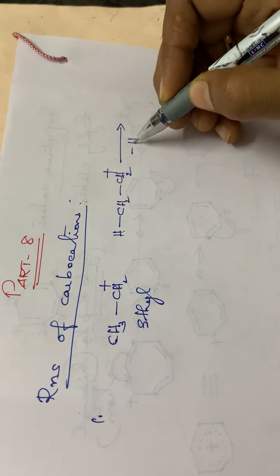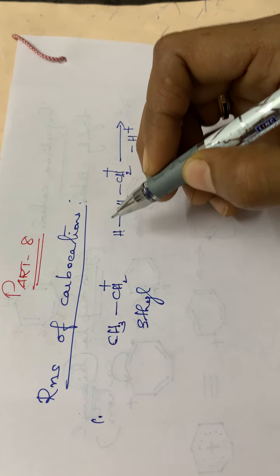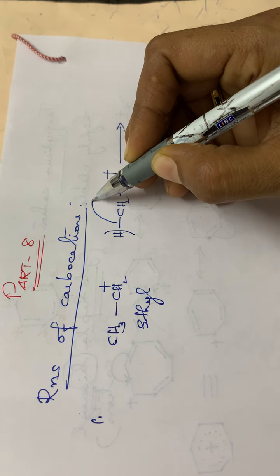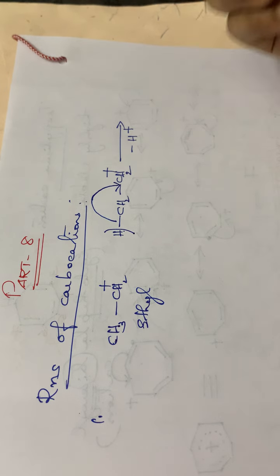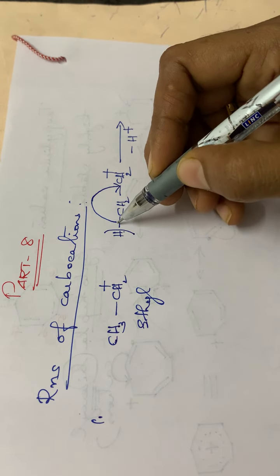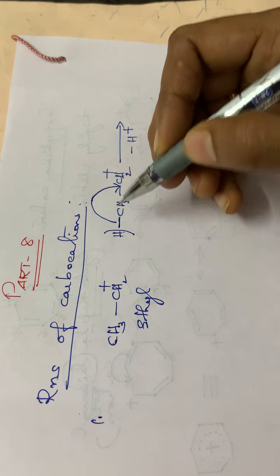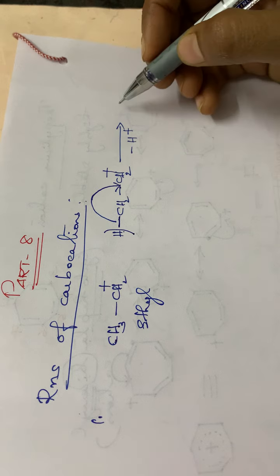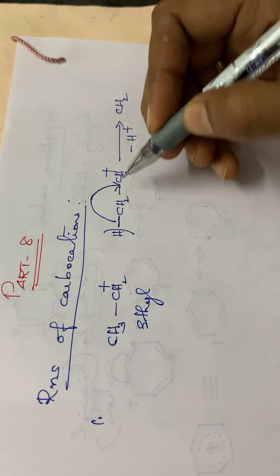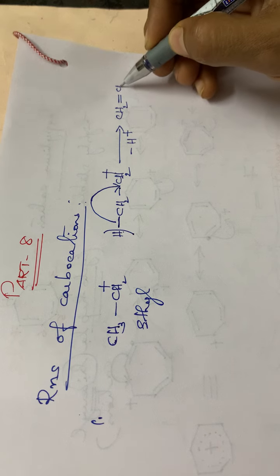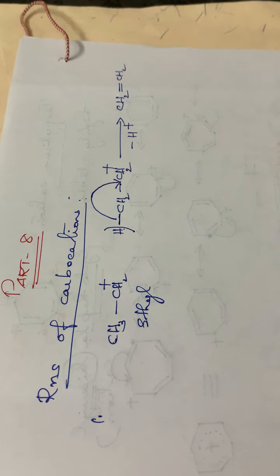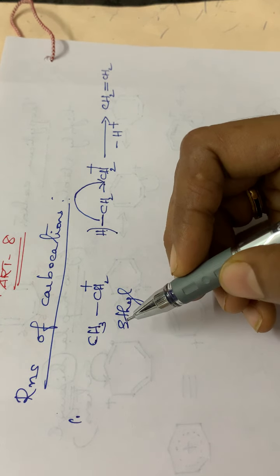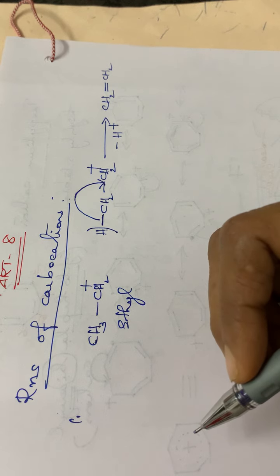So from this, one proton is eliminated. This hydrogen will be eliminated as H plus, and this electron pair will be moving to this bond. The hydrogen is eliminated as H plus, so the electron pair will be remaining, and this electron pair will be moving to this bond, so that the compound becomes CH2 double bond CH2. So that is the first reaction, elimination of a proton from a carbocation to form an alkene.